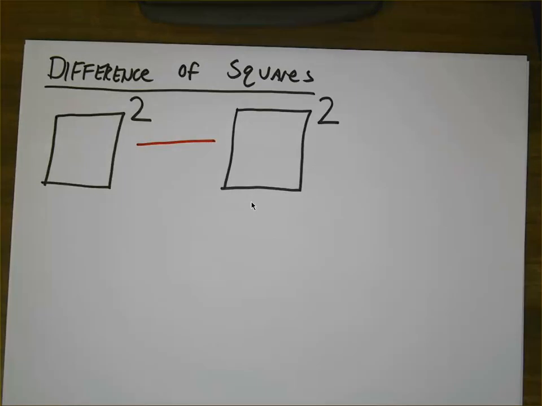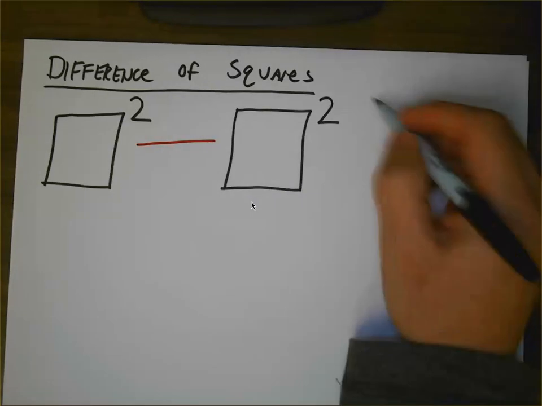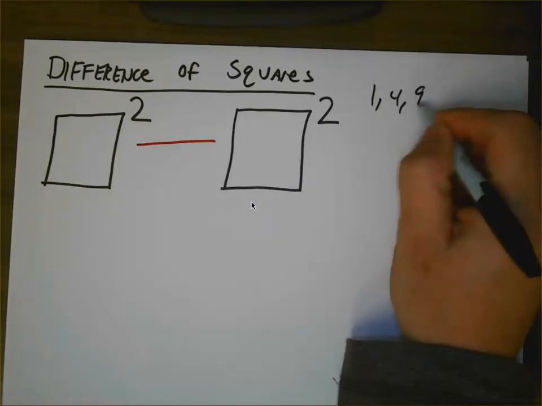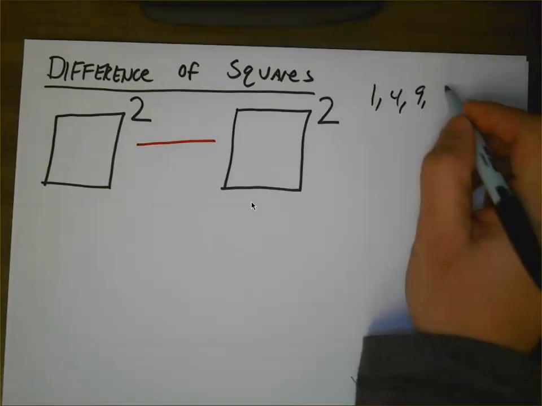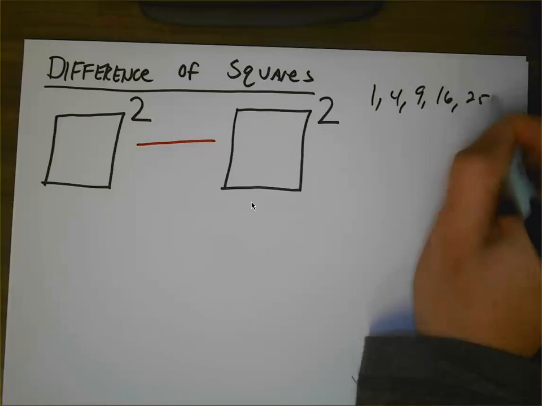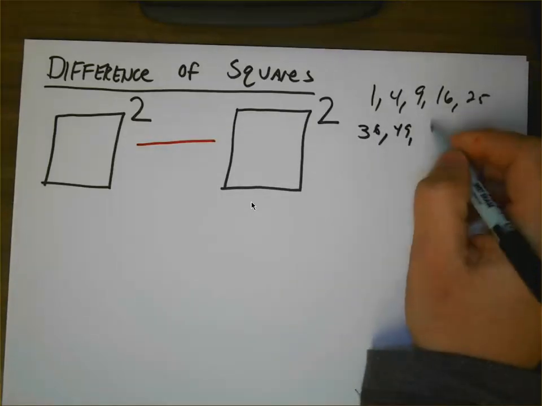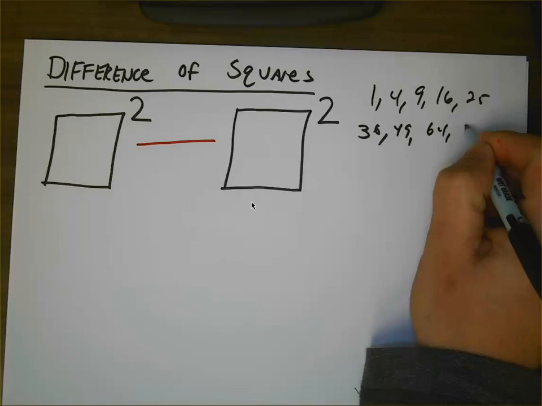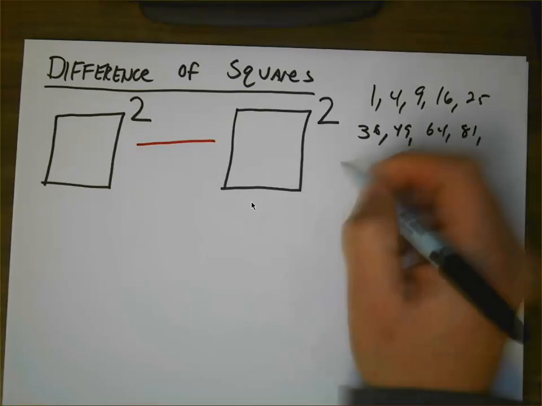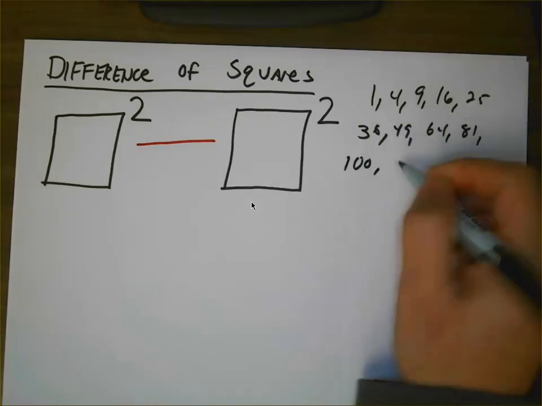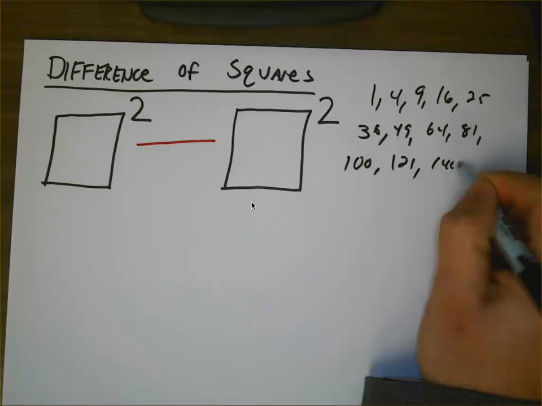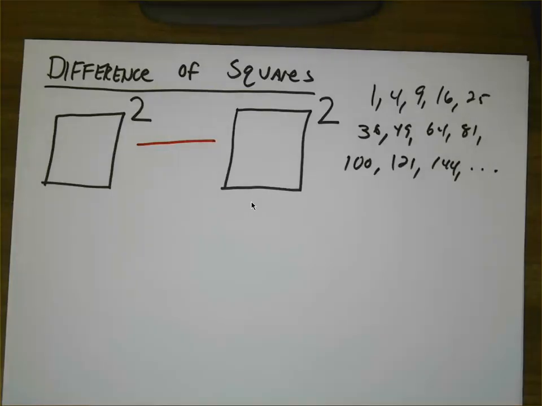Now you have to know your perfect squares. When I say perfect squares, it's like 1, 4, 9, 16, 25. What's the other ones? 36, 49, 64, 81, 100, 121, 144, dot, dot, dot. The more you know, the faster it is.